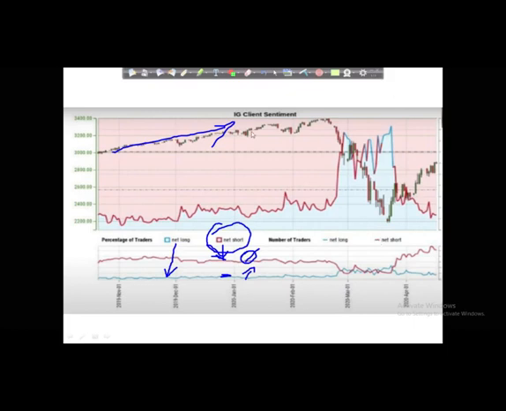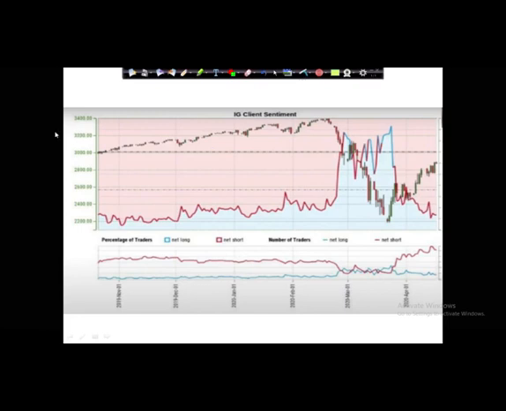So let me explain. This is the sentiment. This red line is showing the sellers, people who sold in this market, and this blue line is showing buyers. When sellers are higher than buyers, at that time the stock market goes up.